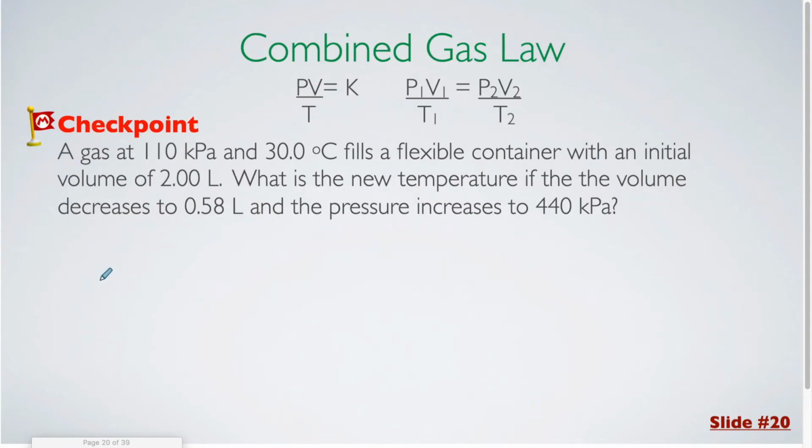A gas at 110 kPa and 30 degrees Celsius fills a flexible container with an initial volume of 2.00 liters. What is the new temperature if the volume decreases to 0.58 liters and the pressure increases to 440 kPa? All right, so I'm going to start by writing out my P1, V1, and T1.